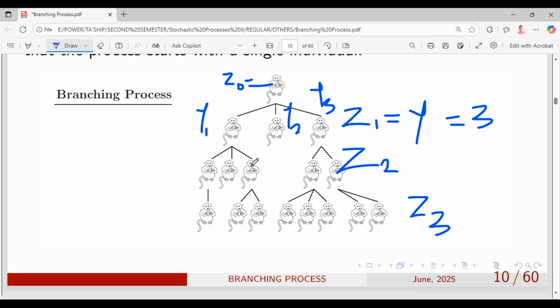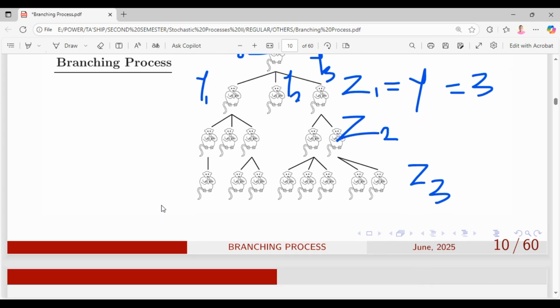Y2 is 0. Y3 is 2. Y4 is 3. Y5 is going to be 2. So when you add all these up, then you're going to get z3. So z3 will be equal to y1 all the way to y5, and that will give us our total offspring number, and that's going to give us somewhere 8. All right, yeah, that's how the branching process works. So don't panic at all.